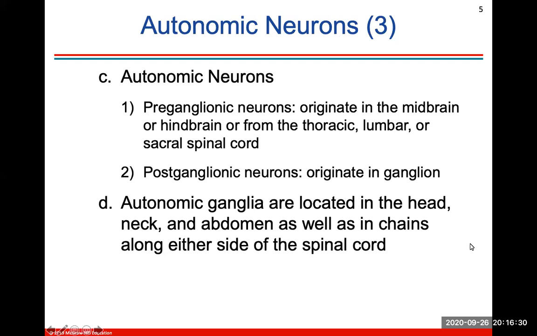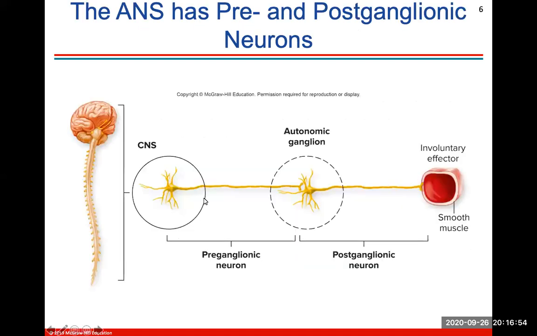Autonomic neurons, we call them preganglionic or postganglionic neurons. The preganglionic will originate in the midbrain or hindbrain or from the thoracic, lumbar, or sacral spinal cord, and postganglionic neurons will originate in ganglia. They're located in the head, the neck, and the abdomen, as well as in chains in the sympathetic trunk along either side of the spinal cord.